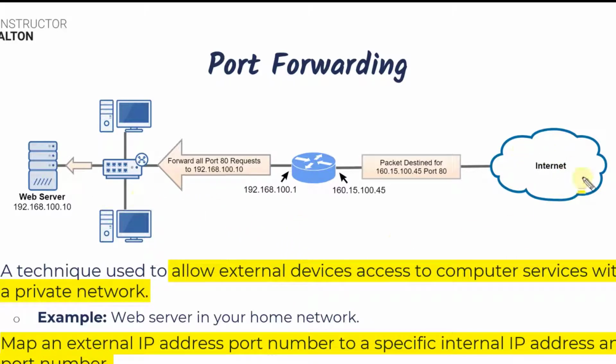So for example, let's say here's the internet and somebody's created a packet and it's destined for the public IP address of my SOHO router and it's destined for port 80. Well, my router is going to look at that and it's going to notice that I have port forwarding set up. So it's going to redirect that directly to my web server. It's going to redirect it to this internal IP address to port 80. So that way, what I'm essentially doing is opening up port 80 on this internal web server on my local area network to the internet.